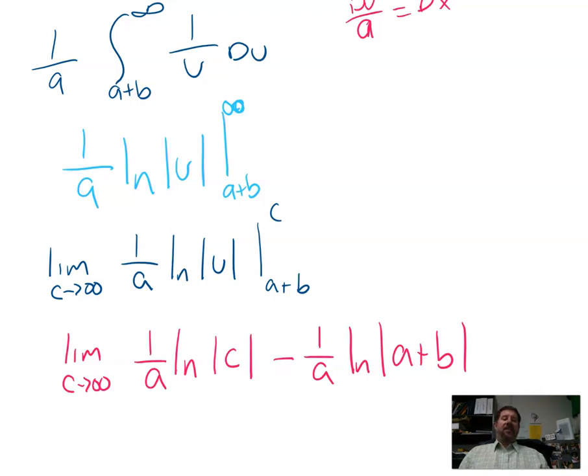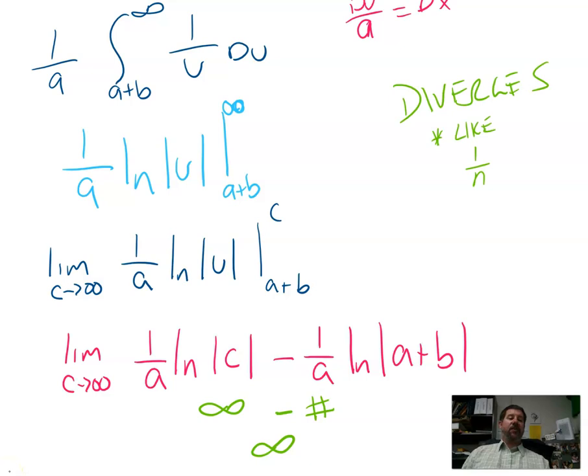And now when I evaluate this as we go to infinity, ln of infinity is infinity. So infinity times 1 over a is still just going to be infinity, minus 1 over a ln a plus b. Again, depending what a and b are, this is just going to give me some number, right? When I know what a and b are. So this is infinity minus some number, which is going to go to, then, I guess, infinity. So this is going to diverge.